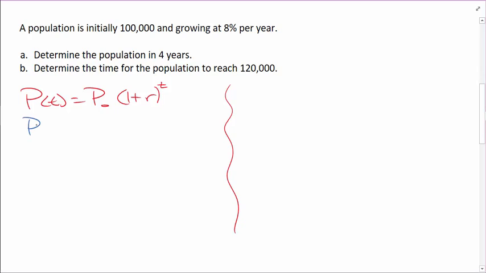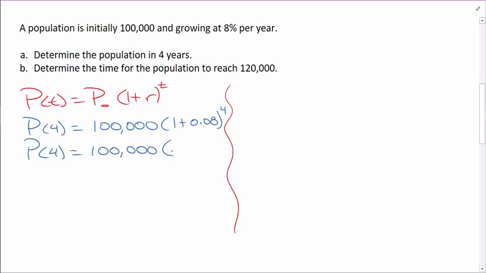We're going to substitute in here. P of 4 is what we're looking for, the initial population of 100,000 times 1 plus, as a decimal, 8%. And t here is going to be 4 years. This is something that we can solve algebraically. We do not need our calculator's graph or any graphing utility for this. We might need to use our calculator to do some computations, but we've got 1.08 to the 4th power times 100,000. P of 4 will yield a value of 136,048.896.